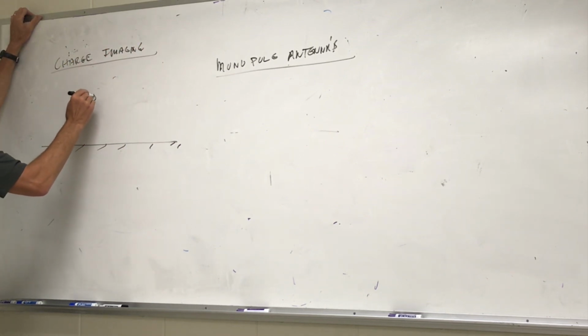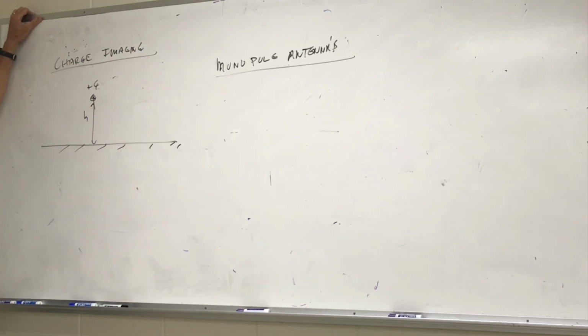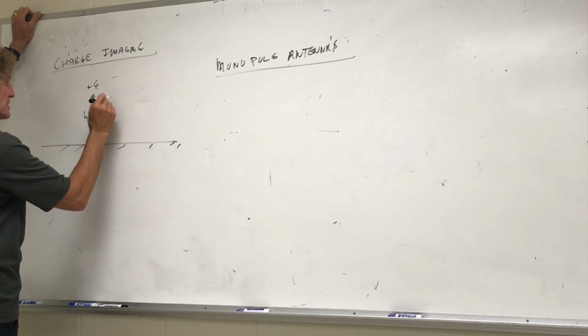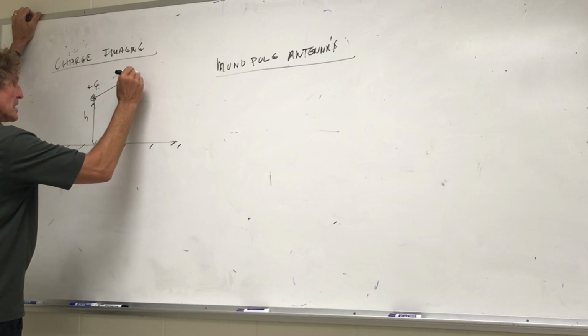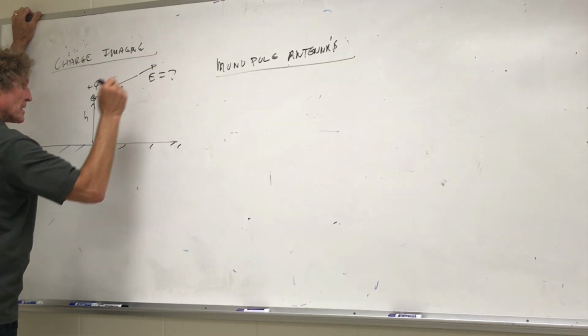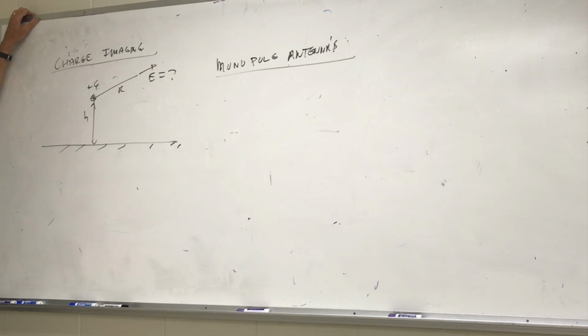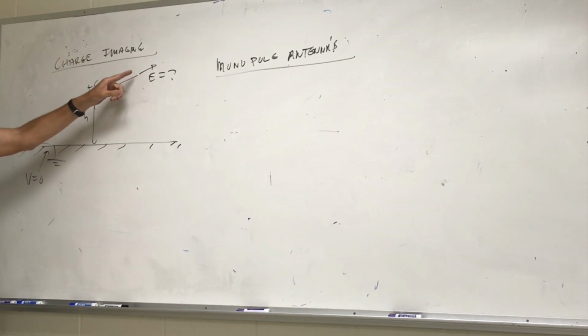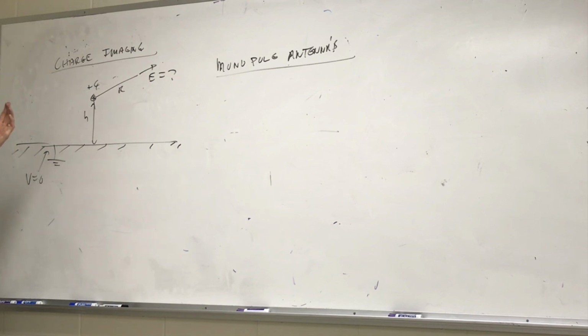And we have a charge here of plus Q at a height h. And I want to find the electric field out here, a distance r away. I want to figure out what E is here. Well, that's not a trivial problem. Whenever you have this kind of situation, if this is a conducting ground plane, it's grounded, and that's V equals 0, right? So you can't get the electric field here by just saying it's Q over 4 pi epsilon naught R. Doesn't work. The ground plane will have an influence on that.